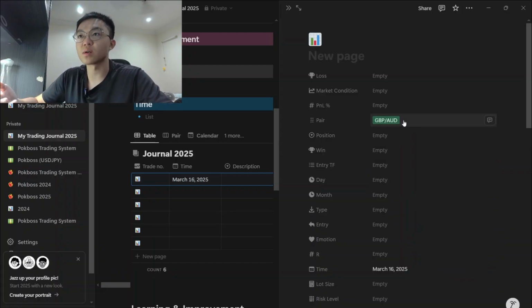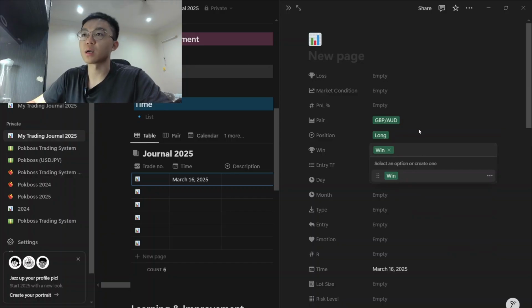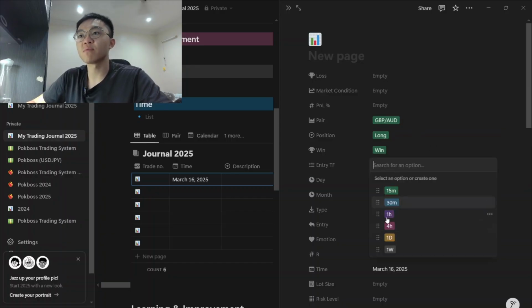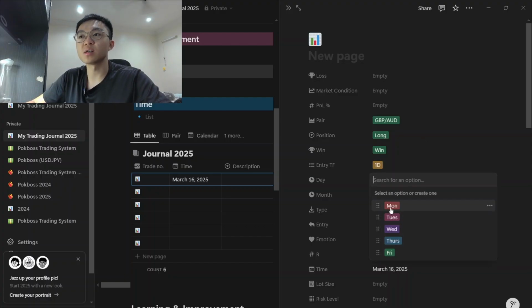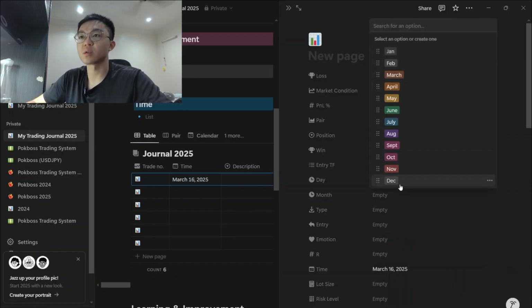If I want to create a new one, and then position long or short. Okay, I put long over here. Win, whether is it win? Okay, I put a win. Entry time frame. So what is your time frame that you see your confirmation, or the time frame that you enter a trade? Okay, so if your entry is based on the daily time frame, you can just put over here daily time frame. All right, and then what day did you enter the trade? Monday, Tuesday, Wednesday, from January to December.